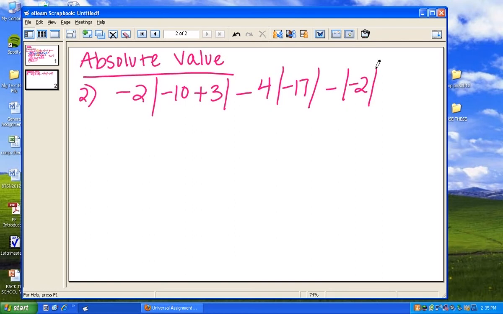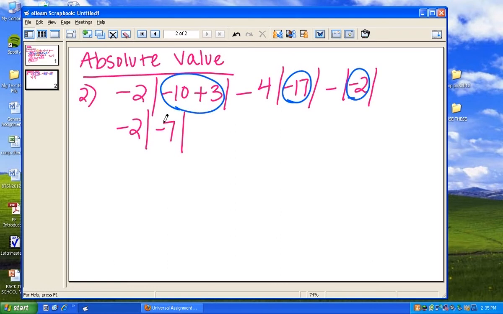Okay? And so, according to GEMDAS, I have to do what's inside my grouping symbols first. I cannot distribute into a grouping symbol. I have to solve what's inside. So what's inside is this guy, and these guys. Okay, so I'm going to do those first. So I'm going to write my -2. I'm going to write my absolute value sign, and I'm going to solve what's in the middle. -10 plus 3 is a -7.